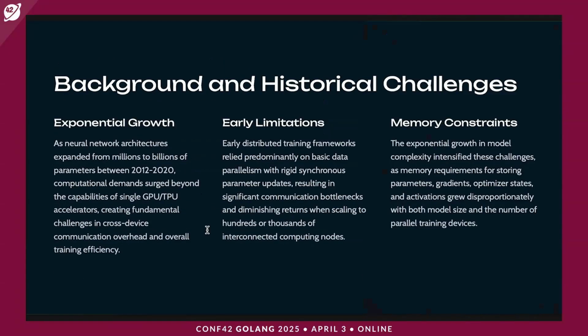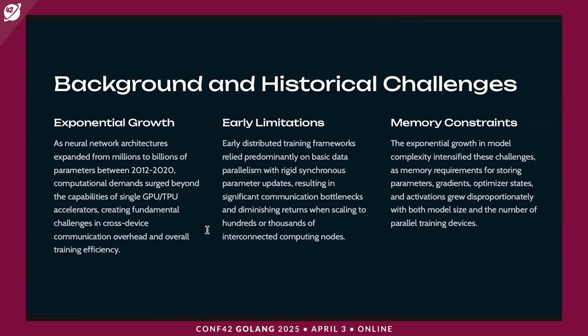Between 2012 and 2020, model sizes skyrocketed. A single GPU couldn't keep up. We needed distributed training, splitting work across devices, but that created new problems. Early systems used data parallelism. Each device processed a batch and synced with others. Sounds simple, but syncing meant a lot of communication, especially for big models. As GPUs waited on each other or the network, efficiency tanked.